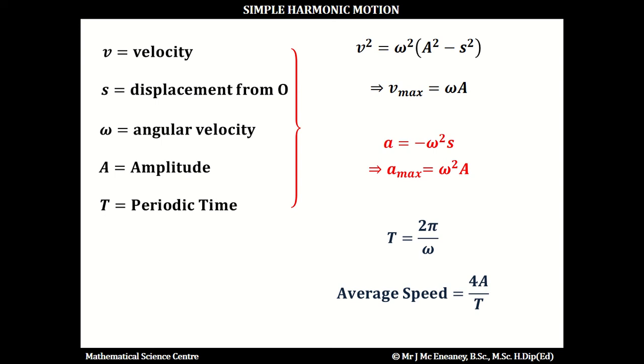So we use V for velocity, we use S for displacement from the equilibrium position O, we use omega for angular velocity, A is the amplitude, this is the maximum displacement away from the equilibrium position O, and T is the periodic time, that's the time taken to complete one full oscillation.